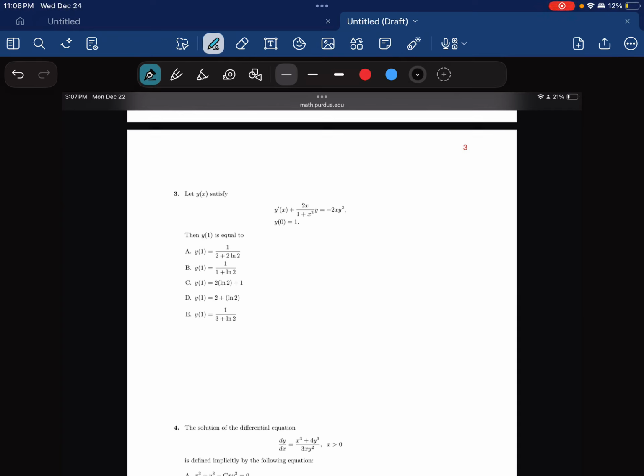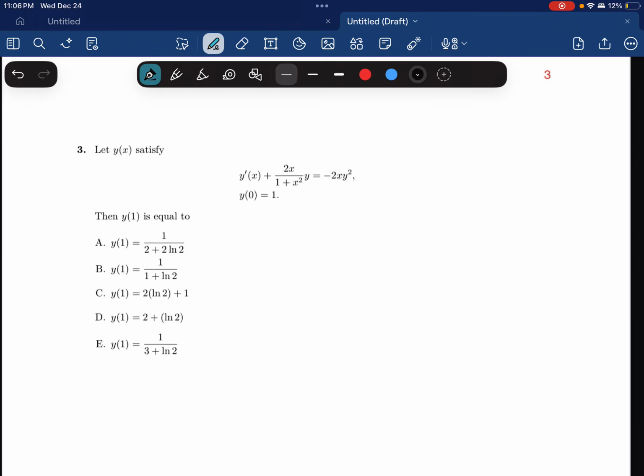I'm a sophomore at Purdue, and today I will be going over some Exam 1, Exam 2, and final exam questions for MA 262. I will do two of each. Okay, first question. Question 3.